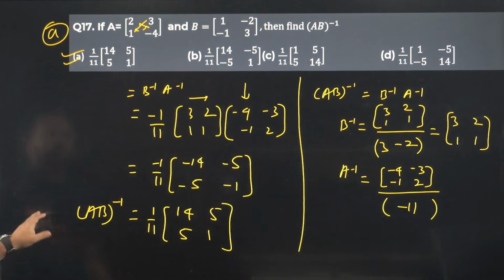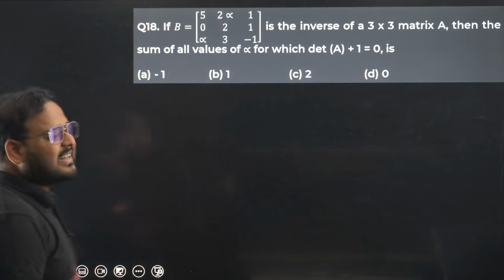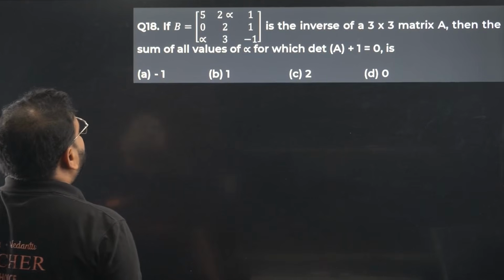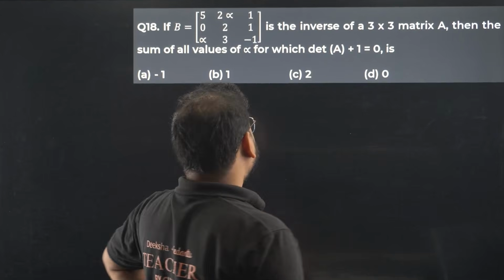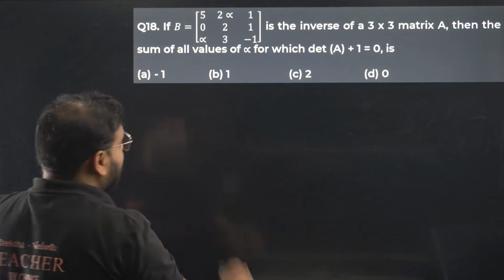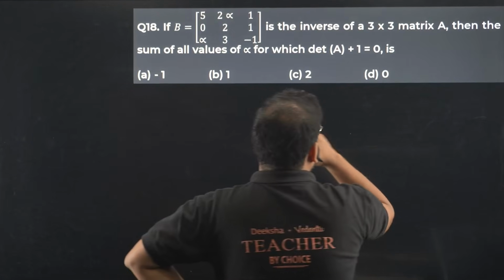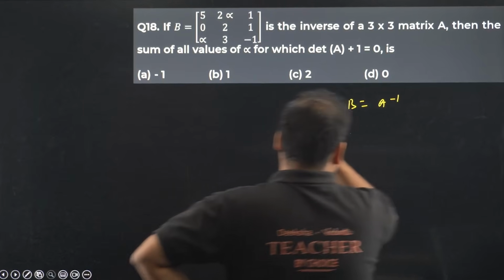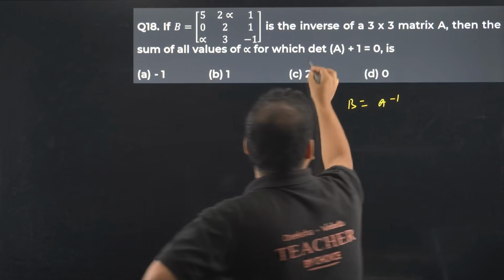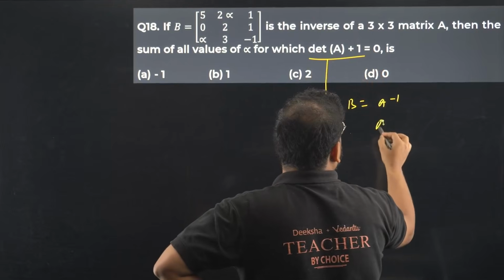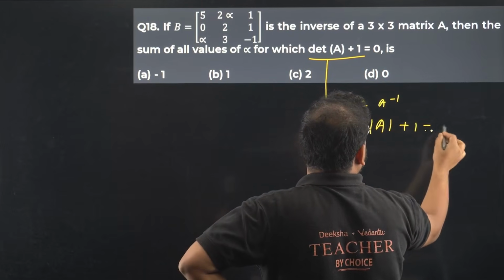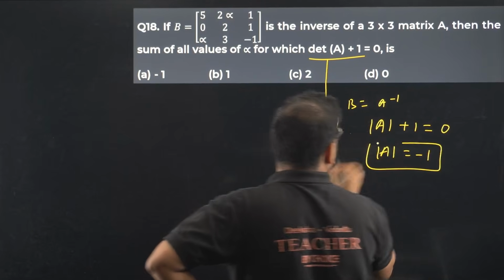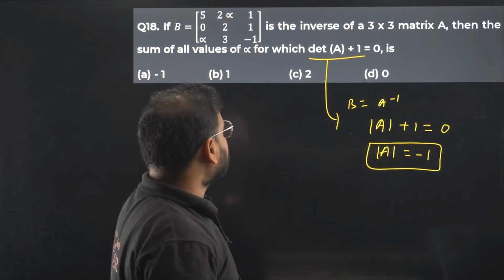The 17th question is also over. Question number 18 now. If B equals 5, 2 alpha, 1, 0, 2, 1, alpha, 3, minus 1 is the inverse of a 3 cross 3 matrix A. So B is the inverse of A. They are also saying determinant of A plus 1 equals 0. It means determinant of A equals minus 1.